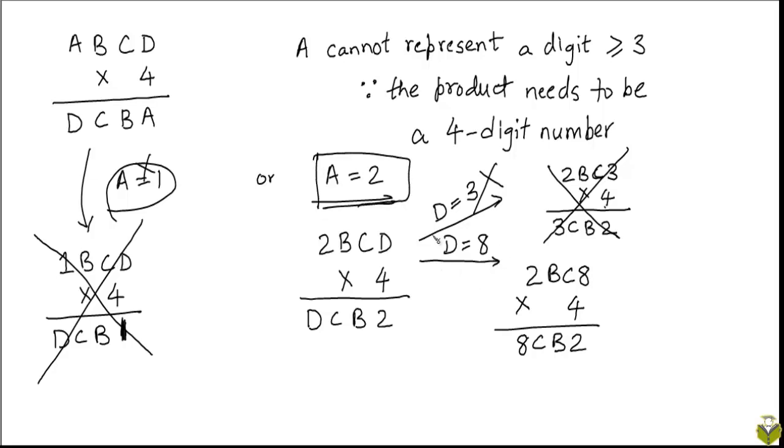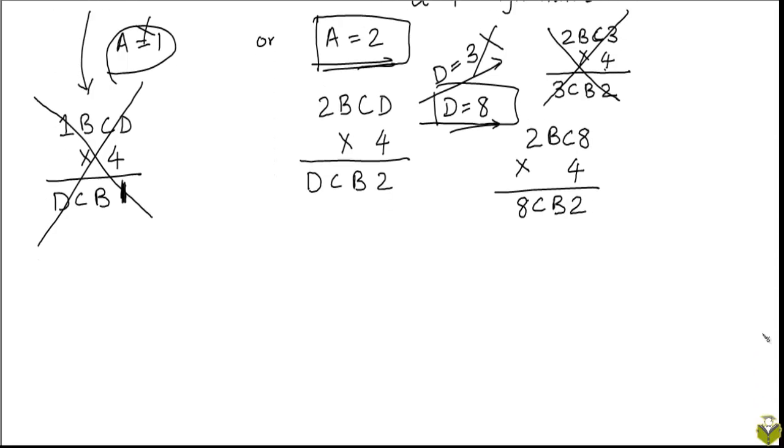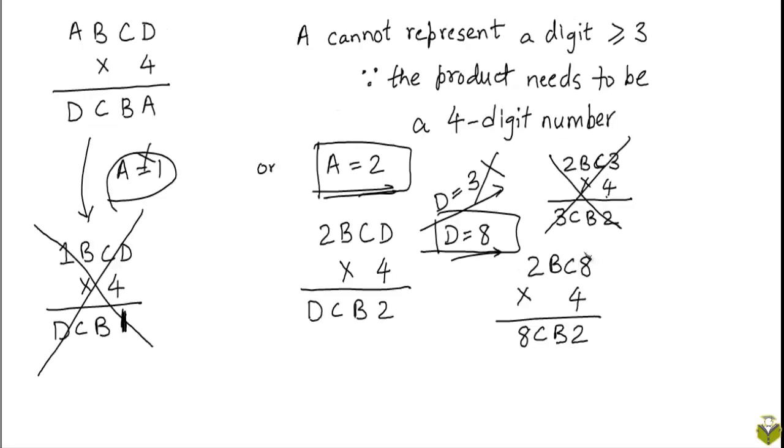So A must be equal to 2, D must be equal to 8. We have two values ascertained for sure. So let's move ahead with this possibility. 2BC8 times 4 is 8CB2. Now looking at this encoding, we can actually impose a limit on the possible values that B can take. Because let's say B was equal to 5. That means this number would be 2500 something. 2500 something when multiplied by 4 would be at least 10,000. So B can't be equal to 5.